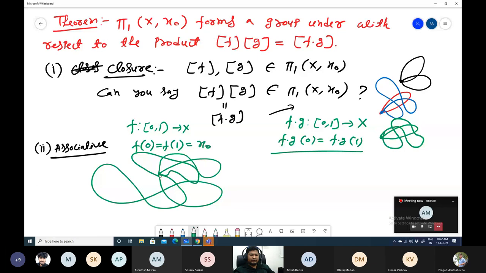But for a loop, we need only this condition. That does not mean that in the interior of the open interval (0, 1), f is not x0. We are not saying that. It can be x0 at other points as well. We do not care about that. But for a loop, we need both endpoints to be the same. That's all.